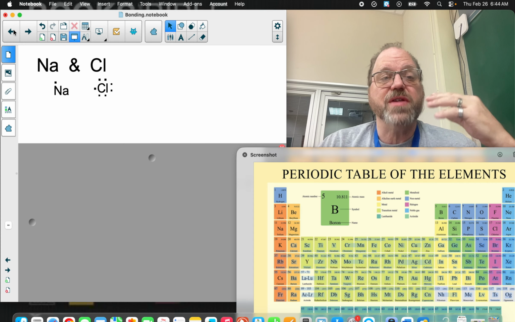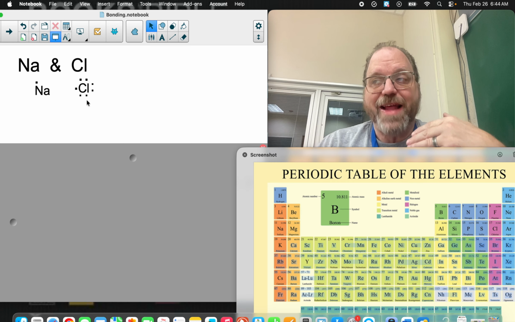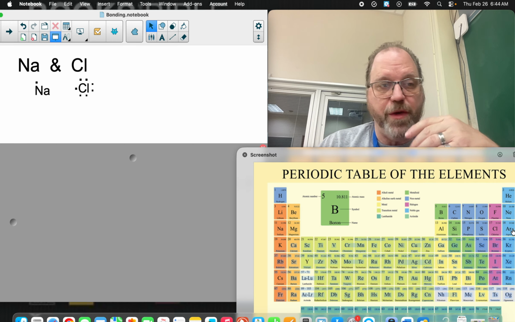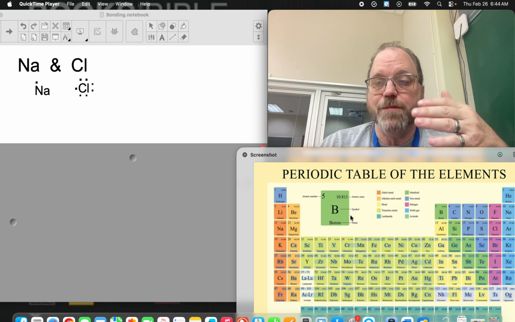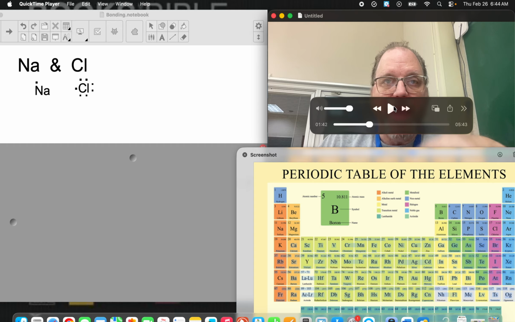There's 7 valence electrons. Now, these aren't the most stable states. They're most stable when they get to the same configuration as the noble gas. So for sodium, it will be the same as neon. For chlorine, it will be argon.